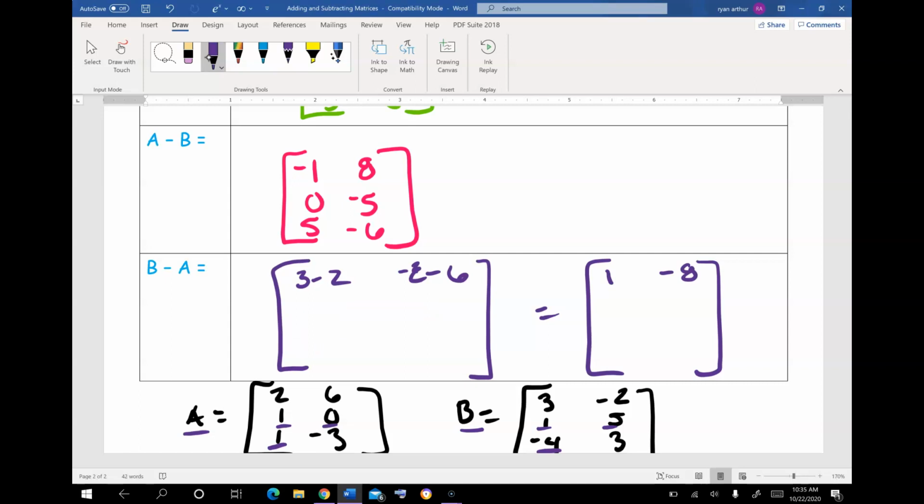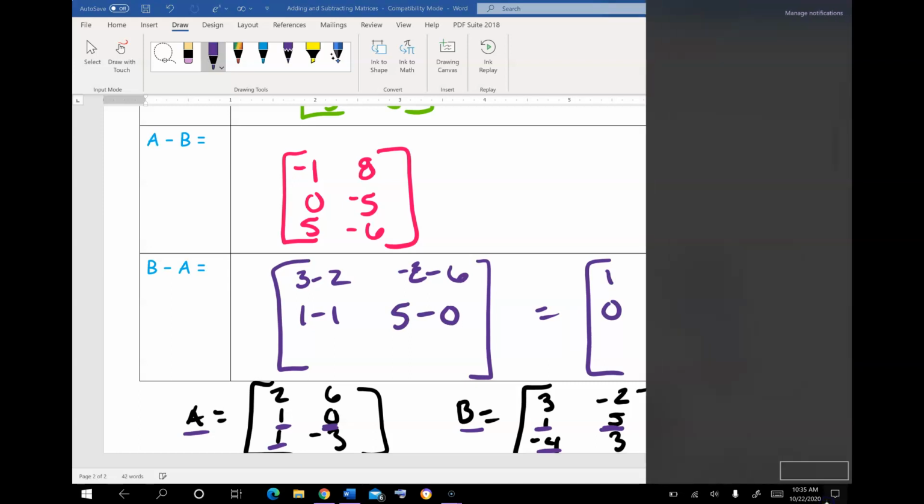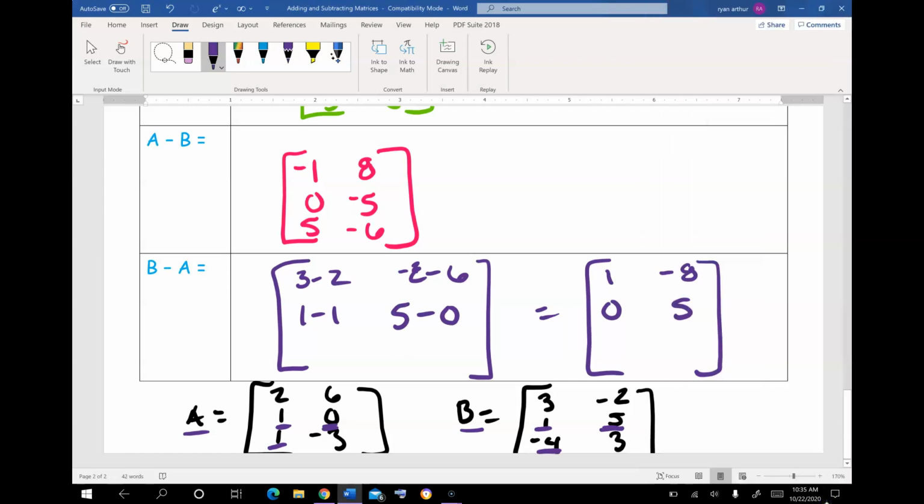It's 1 minus 1, which is 0. 5 minus 0, then it is negative 4. Negative 4 minus 1, which is negative 5. And then 3 minus negative 3 gives me a positive 6. And that is your answer. Okay? That was my bad.